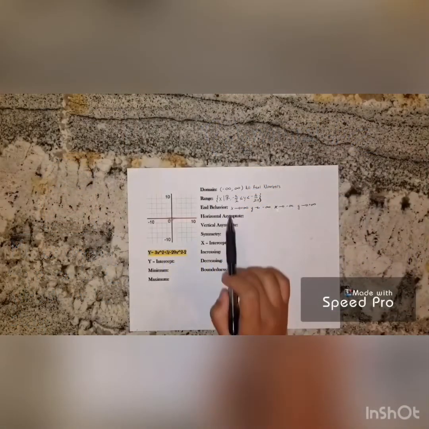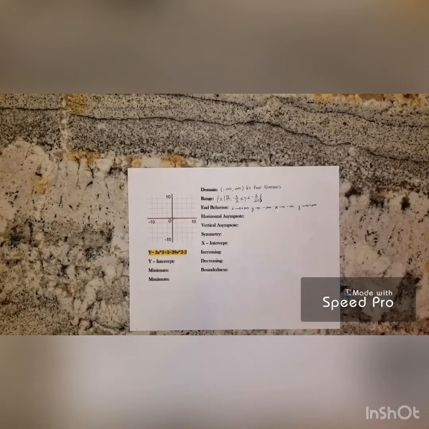So to start off, the domain is negative infinity to positive infinity, which means all the numbers. And then the range is 0, 1, 2, 3.